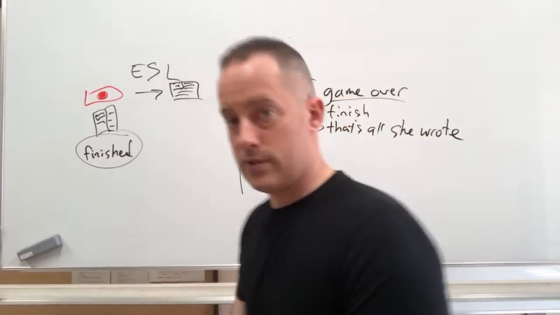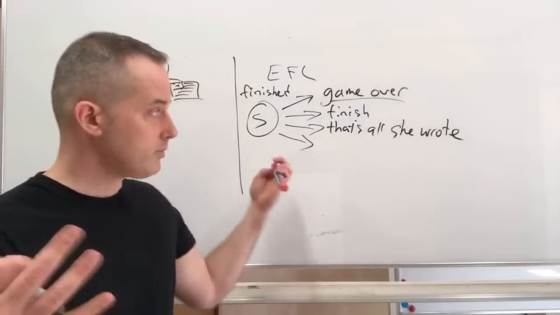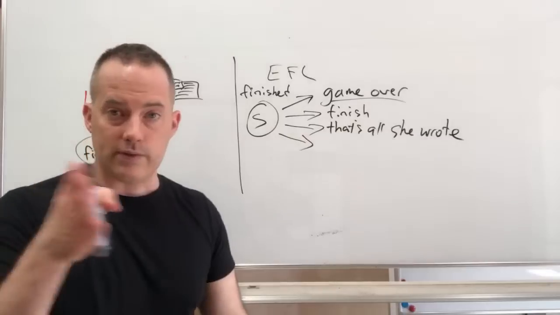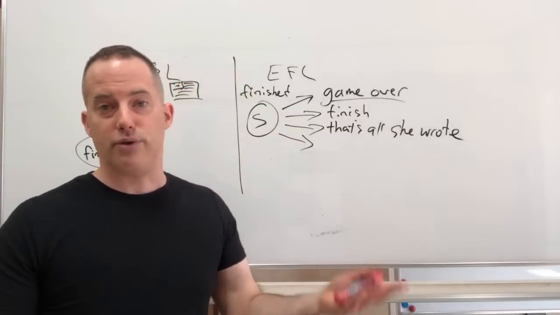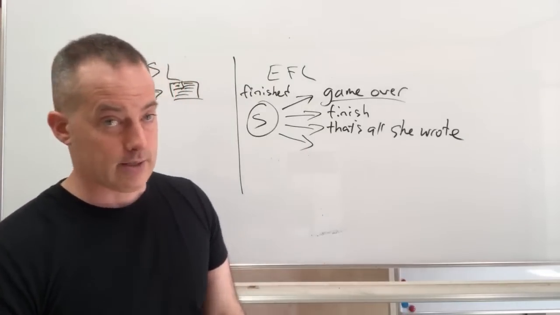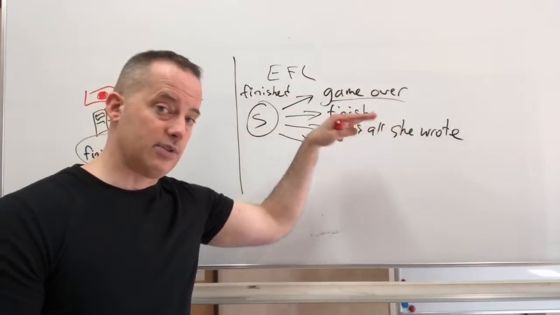That's all she wrote. There's another, longer expression you will hear for the same situation. So that's the end, game over, finished. That's all she wrote. So that's like the end of the story. She didn't write any more than that. Like the author didn't write any more of the story. That's all she wrote. So all of these different expressions are the native ways of describing this.